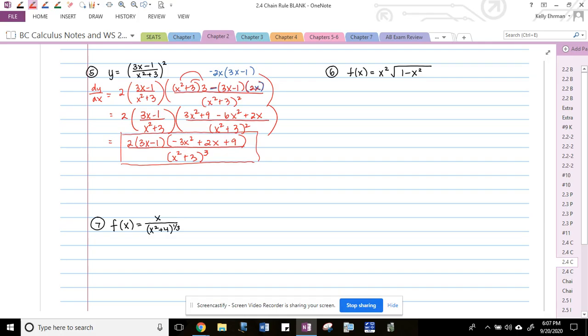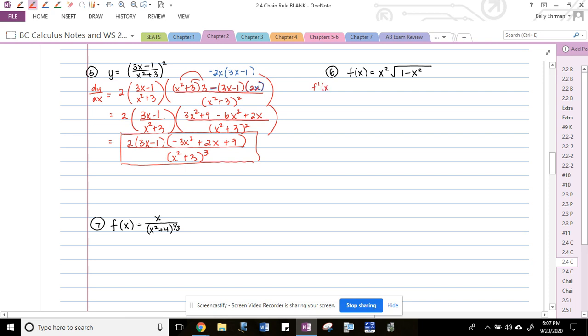All right, what about number 6? We do have an inner function here. You can't distribute an x squared through a square root or anything like that. So we are going to have to use product rule for this one. And within that product rule is a little chain rule piece when we go to take the derivative of the second part.